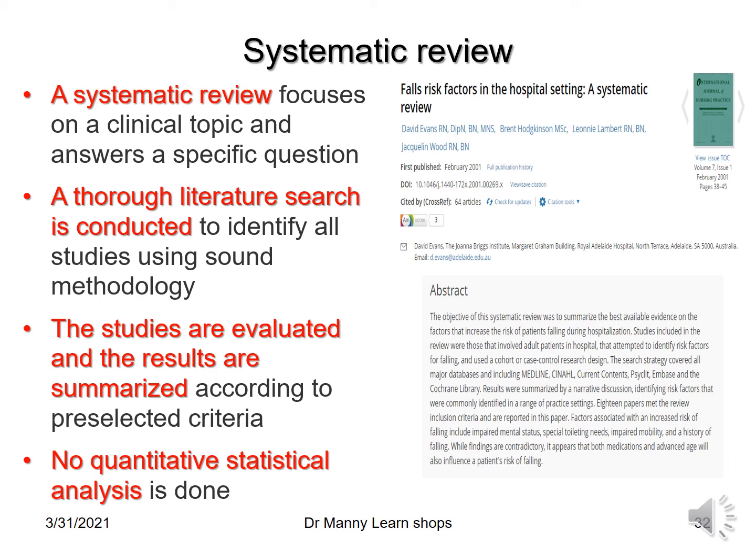So, first of all, a systematic review focuses on a clinical topic that answers a specific question. It's a thorough literature search which has been conducted to identify all the studies using sound methodology. The studies are evaluated and the results are summarised according to pre-selected criteria. There are no quantitative statistics or analysis done in a systematic review.